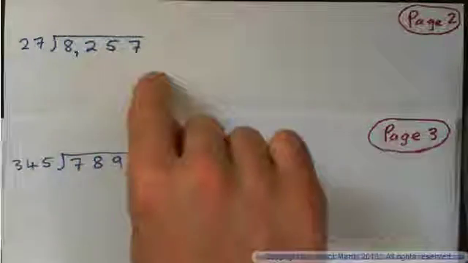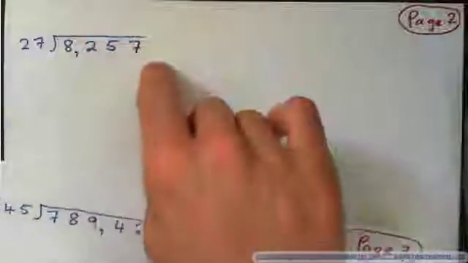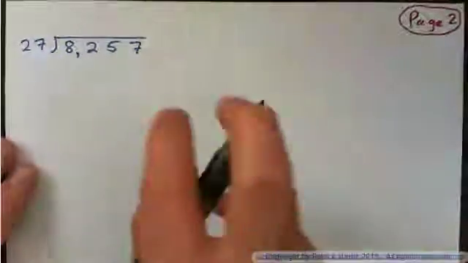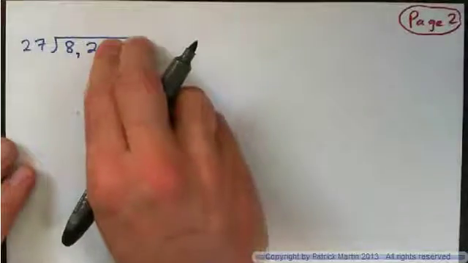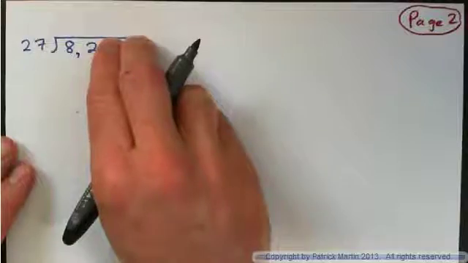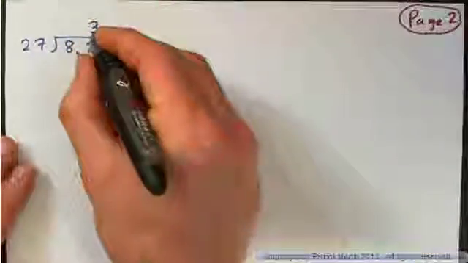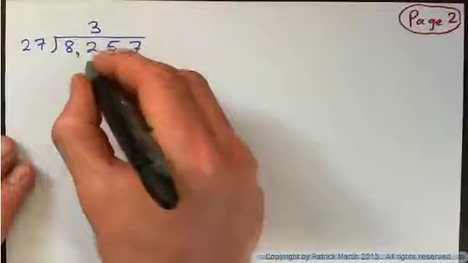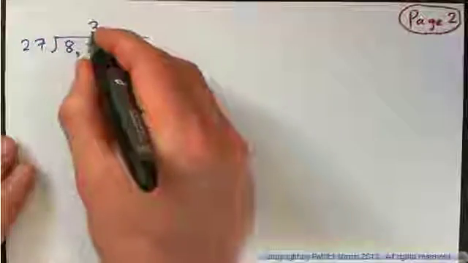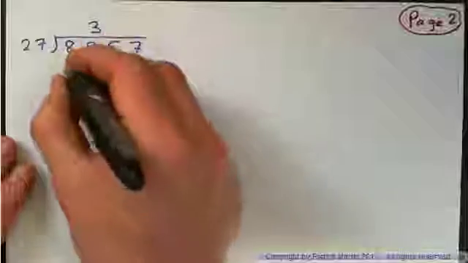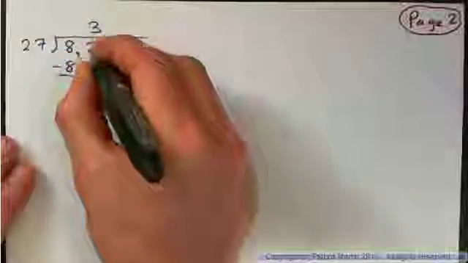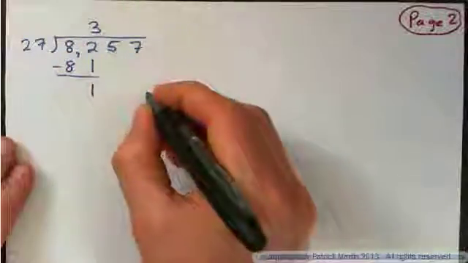Okay, I'm going to do page 2 now, so I hope you've tried it. So 27 into 82 goes, I'm going to guess 3 times just for fun. 3 sevens, 21 carry 2. 3 twos is 6 and 2 is 8. So I got lucky. 82 minus 81 is 1.